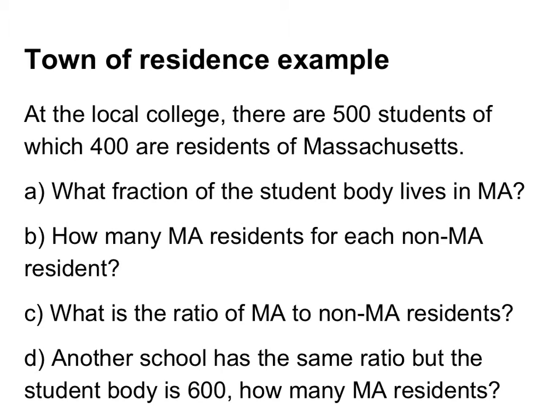Or another school has the same ratio as this local college, but their student body is larger. Let's say it has 600 students. Same ratio, but more students. How many Massachusetts residents would we expect this school to have? So these are the types of questions that we would ask, right? Keeping the proportion the same, talking about rates, talking about ratios. So let's go ahead and answer all these.